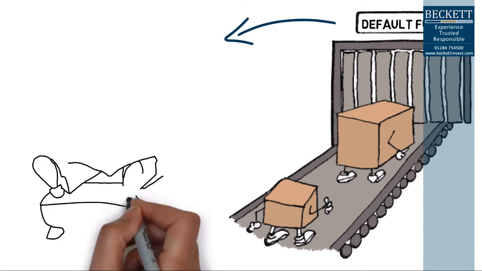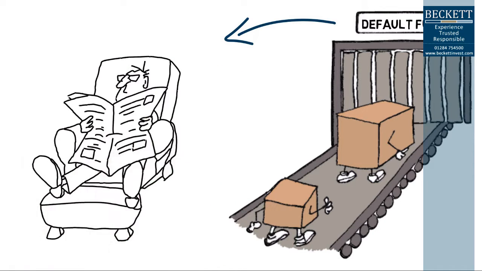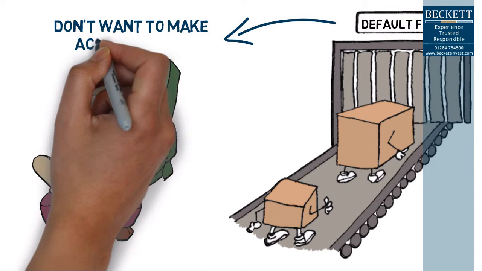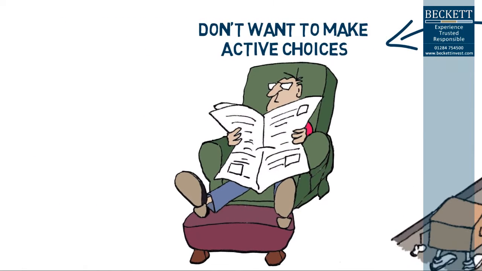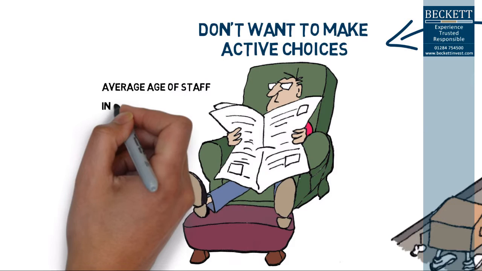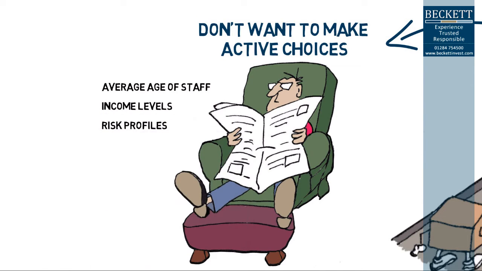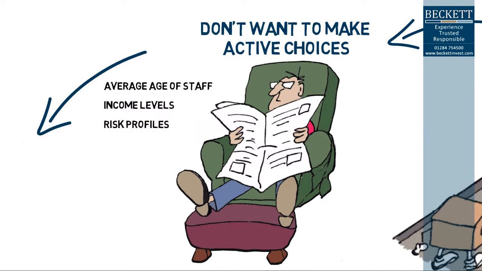Default funds are provided for employees who do not want to make active choices about their pension investments, so funds are usually selected depending on criteria, including the average age of staff, their income levels, and assumptions about their risk profiles. Your money is invested in financial assets like shares, government and company bonds, property, and so on, in different proportions according to the level of risk being taken and the goals being pursued.